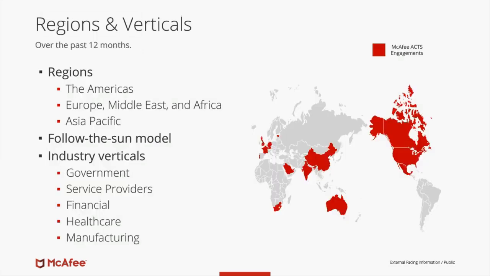Let's start to take a look at incident response in particular. In the last 12 months, our team has worked across the globe in the Americas, Europe, Middle East and Africa, and Asia Pacific. We have a follow-the-sun model for incident response, supporting operations at a global scale. Industry verticals that we've assisted with incidents in the last year include government, service providers, financial services, healthcare, and manufacturing.